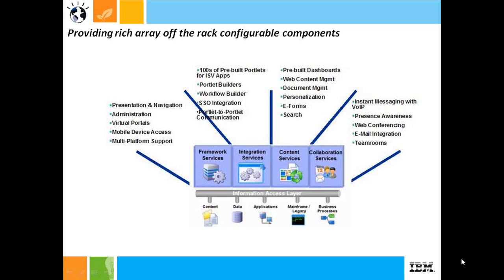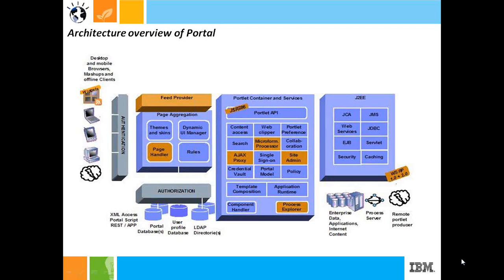So with 6.1 and beyond, portlet to portlet communication was possible. There was single sign-on integration. Then a lot of out-of-the-box portlets were introduced as a part of 6.1. Even Google gadgets were integrated as a part of the 6.1 implementation. I haven't touched on the architecture as such with the old versus the latest version, but overall the architecture of the portal has remained the same with addition of a lot of components.